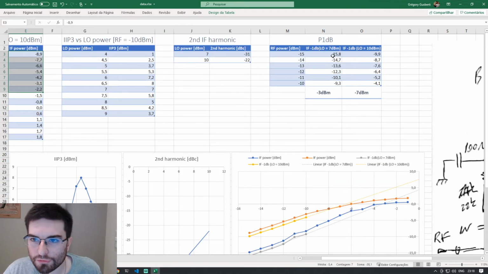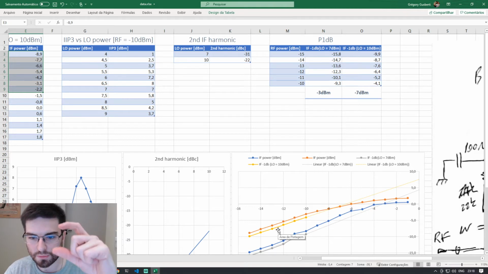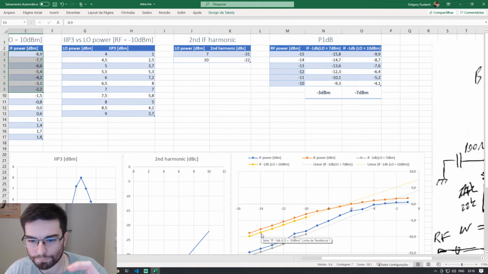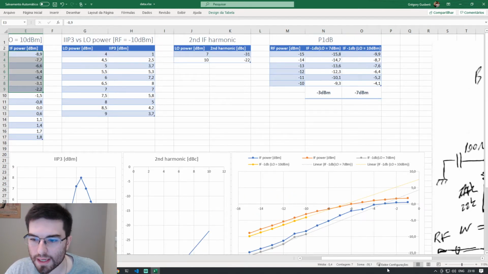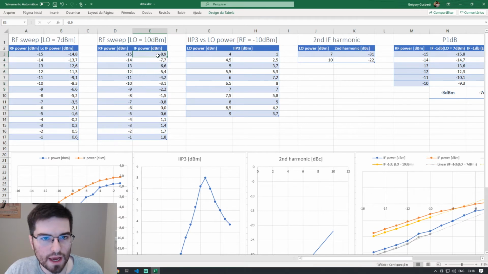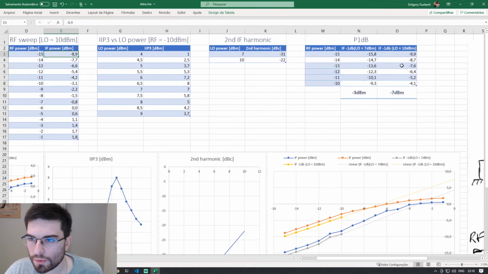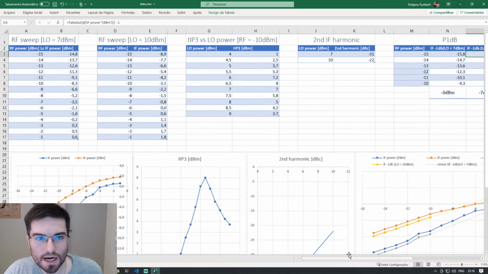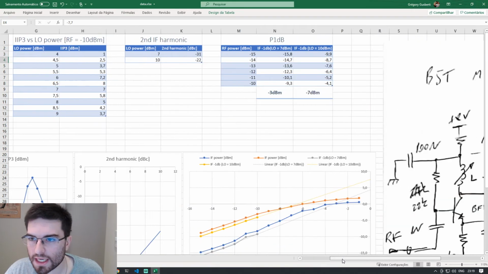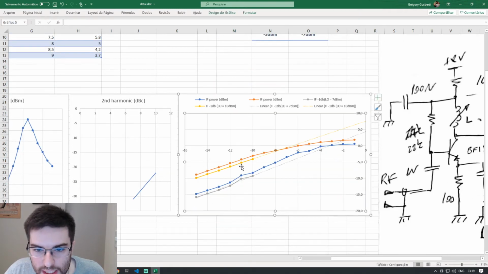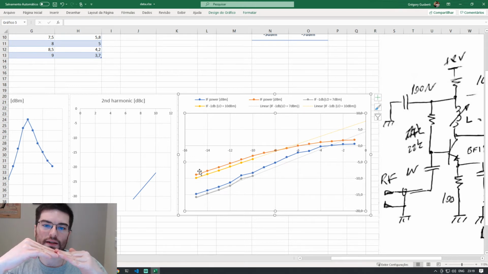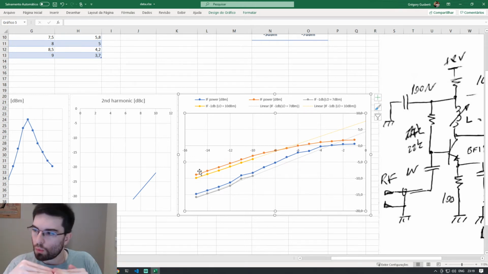So I subtracted from the signal. We can see that we have an offset here of 1 dB, okay, because I subtracted 1 dB. So here we have -9, and here we have -10. Here we have -7.7, here we have -8.7. We can see the formula here that we are subtracting 1 dB. So now we have this region here, the linear region of the mixer, with a 1 dB decrease.